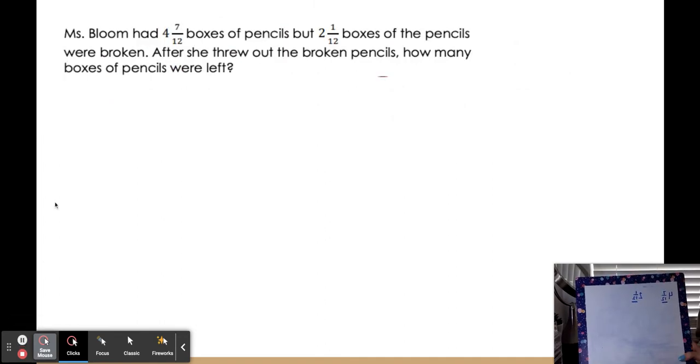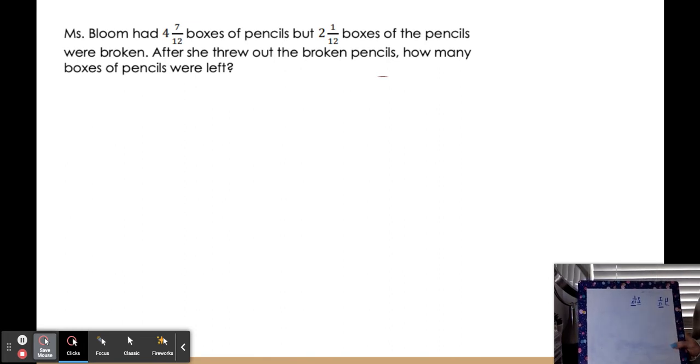Now this question can get a little confusing because we have whole numbers in front of our fractions. Miss Bloom had 4 7/12 boxes of pencils, but 2 1/12 boxes of the pencils were broken. After she threw out the broken pencils, how many boxes of the pencils were left? So if we take a look at just our fraction, we see that our whole is still 12. So we're going to keep those denominators the same. And it might look a little intimidating having these whole numbers here, but we're not going to worry about that just yet. We're going to go ahead and see what we have to do.